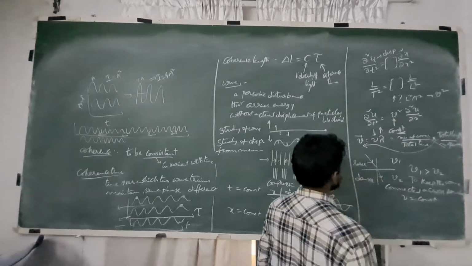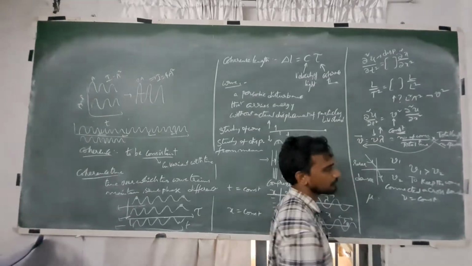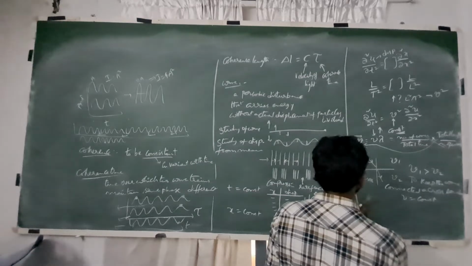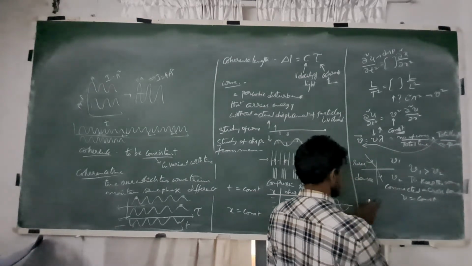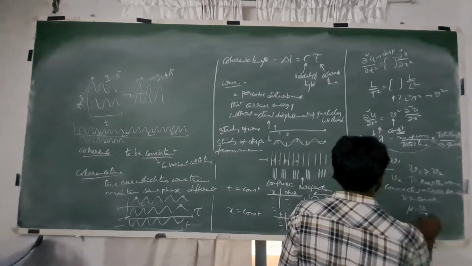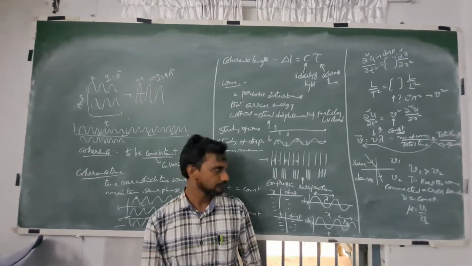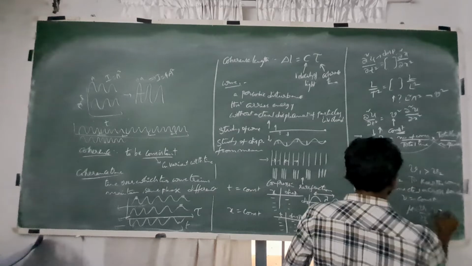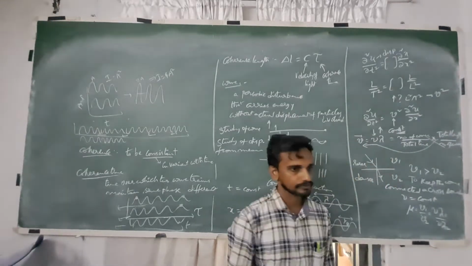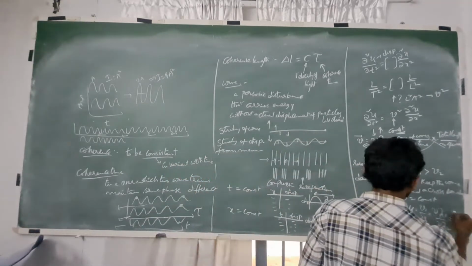So now, defining refractive index: the index of refraction, the amount by which the wave gets refracted or gets bent, as the ratio of velocity in the first medium to velocity in the second medium. What happens to this? Nu remains constant. Nu lambda 1 by nu lambda 2, or it is lambda 1 by lambda 2.